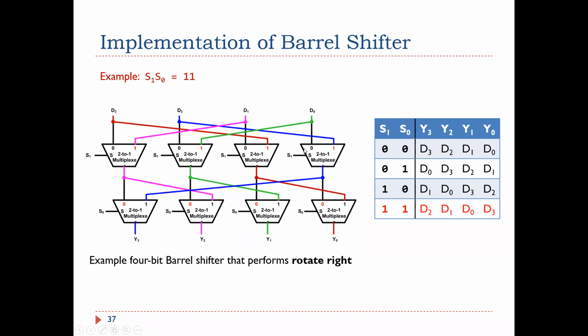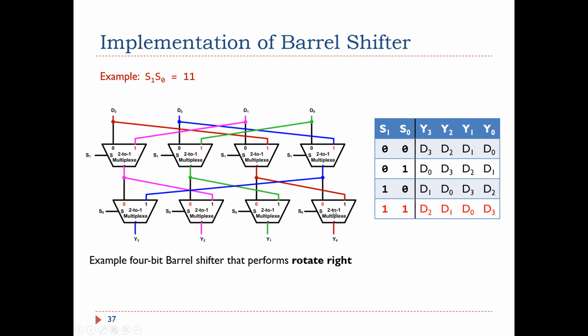So if you take a look at the second input here, the second input is coming as D2. So D2 is coming here. And the second input here will be D3. The second input here will be D0, and the second input here will be D1. So that's what will be the output from all this.